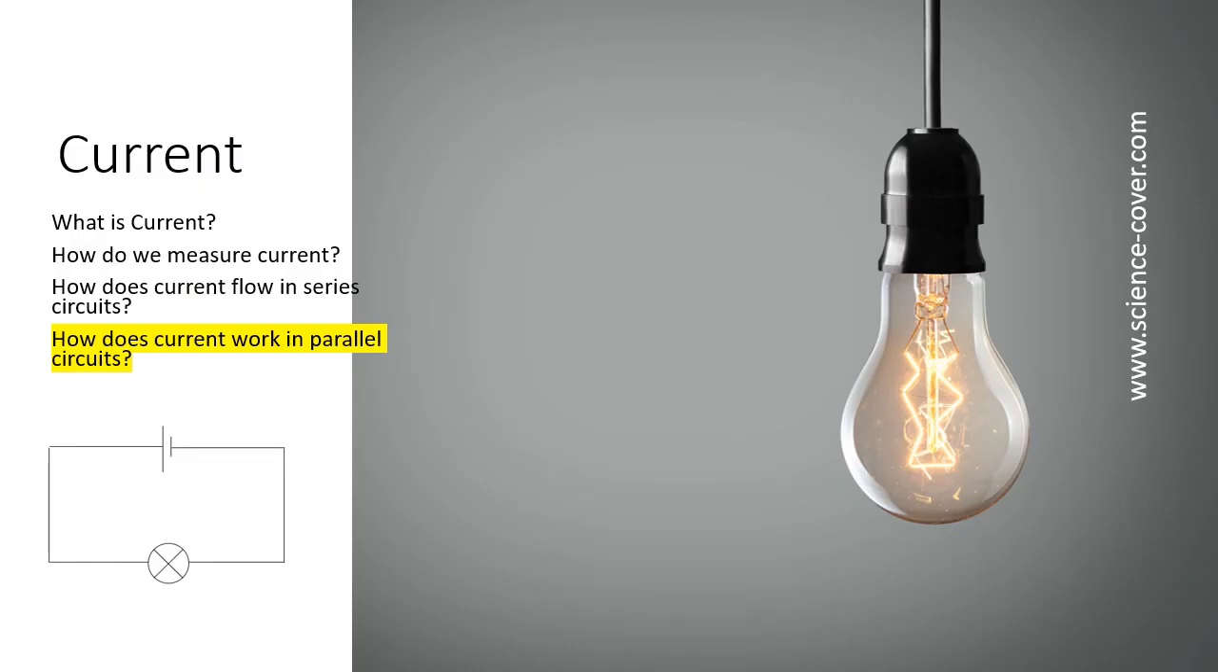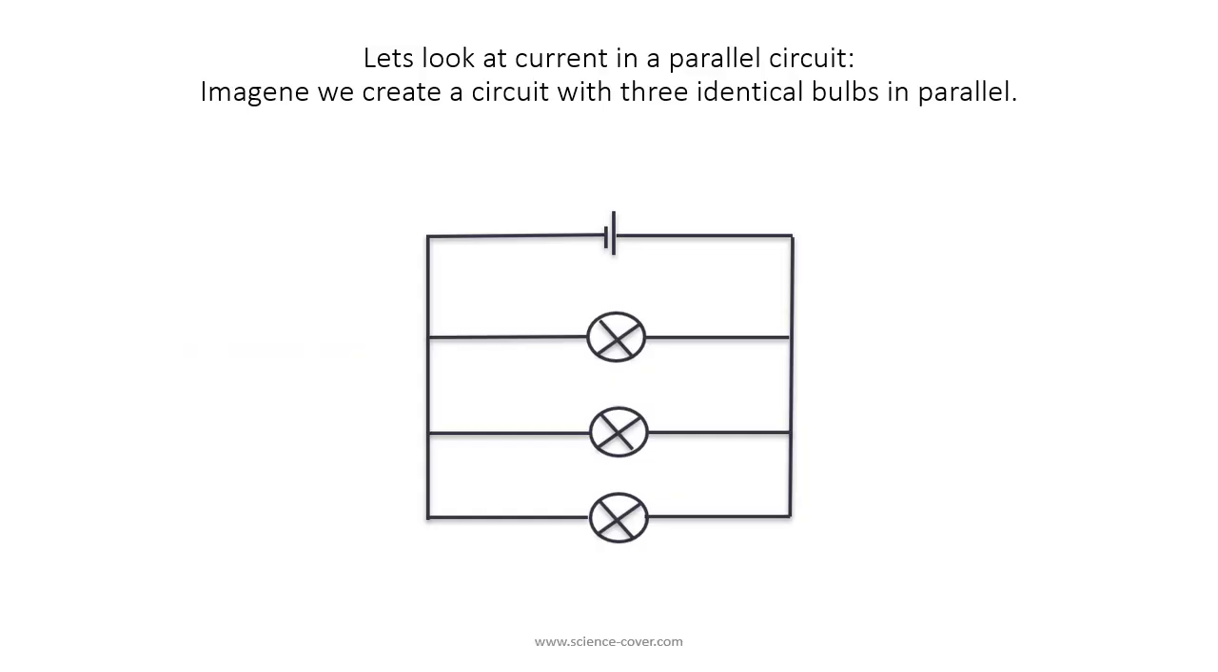Now let's look at how current works in a parallel circuit. This parallel circuit has got one cell and then 3 bulbs in parallel. So we could place an ammeter on each branch to measure the current at each location. So let's say we measure the current coming from the cell as 12 amps. Well, when it gets to the first junction, some of the current will pass through the first branch, but some of the current needs to go to the second branch and down to the third branch. So the current will actually split up.